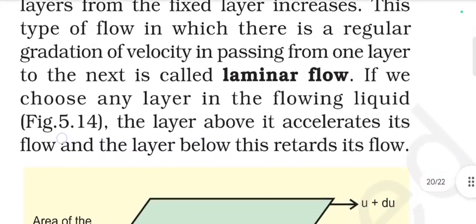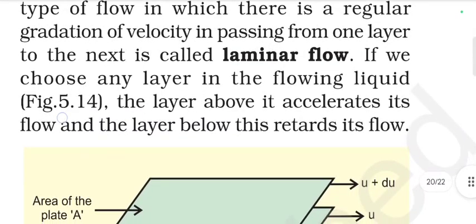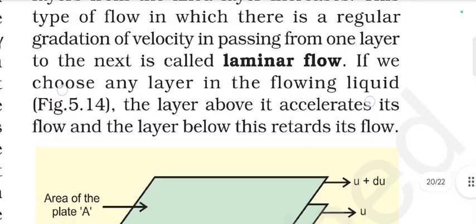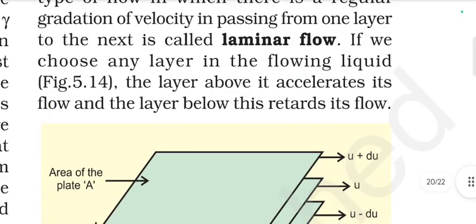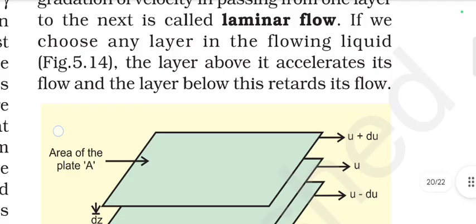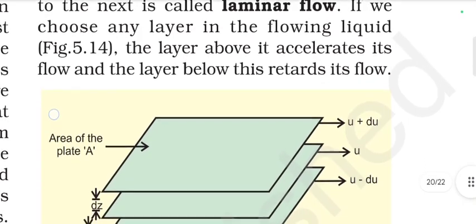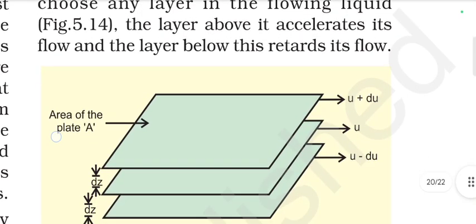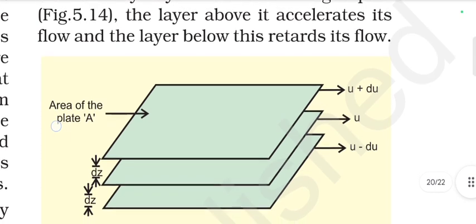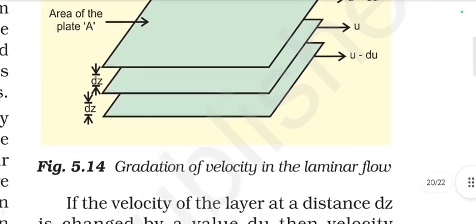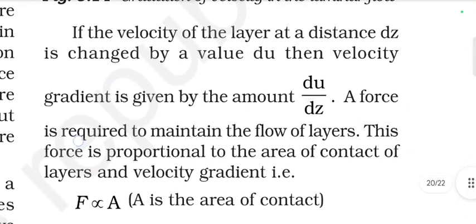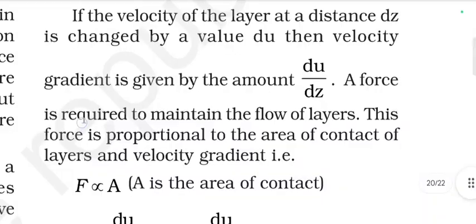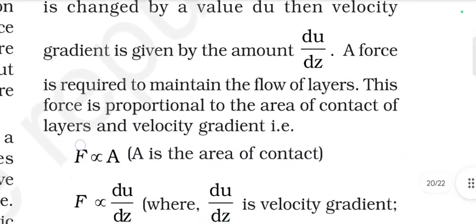This type of flow, in which there is a regular gradation of velocity in passing from one layer to the next, is called laminar flow. If we choose any layer in the flowing liquid, figure 5.14, the layer above it accelerates its flow and the layer below it retards its flow. If the velocity of a layer at a distance dz is changed by a value du, then the velocity gradient is given by the amount du upon dz.